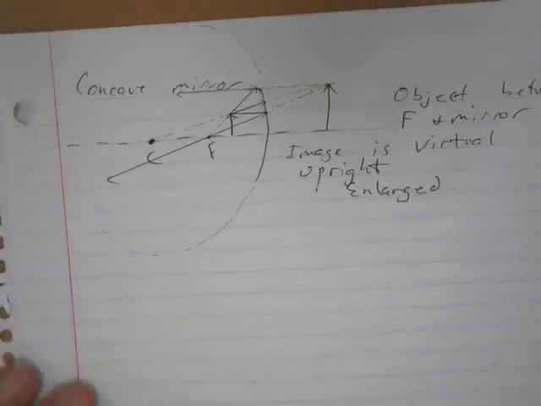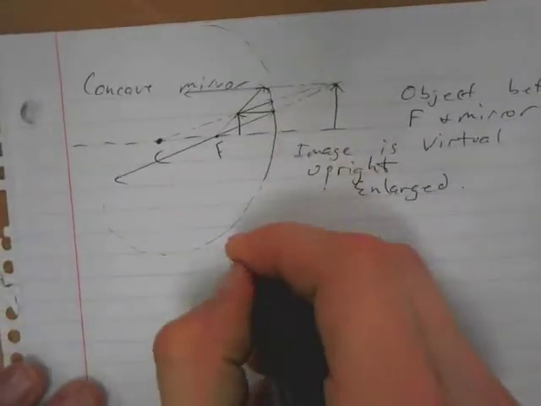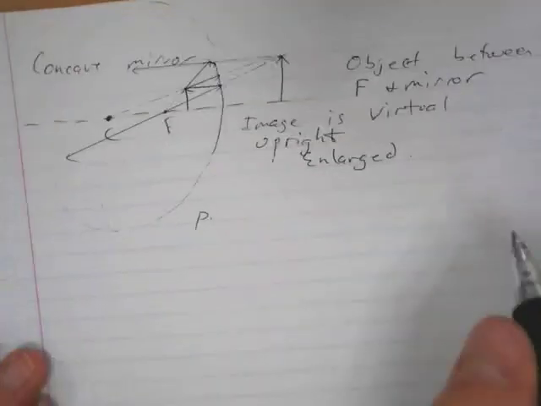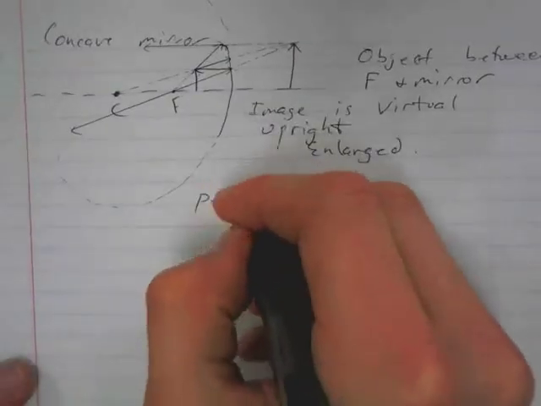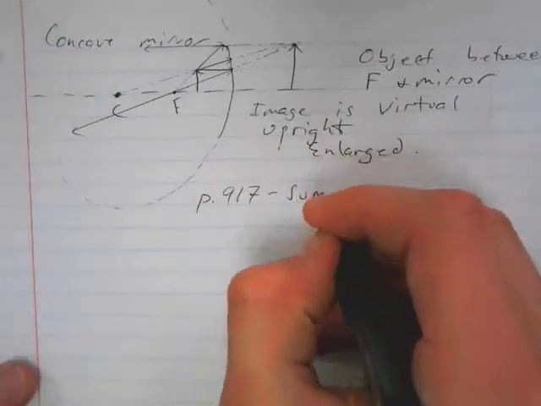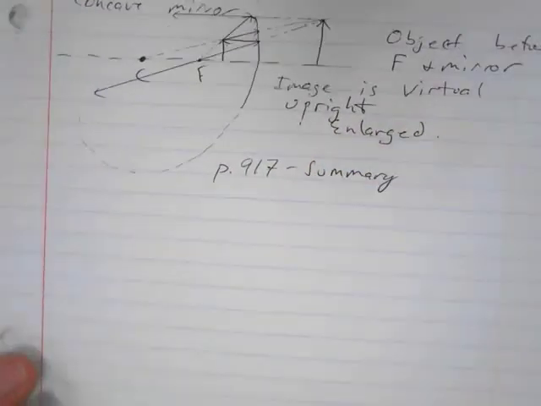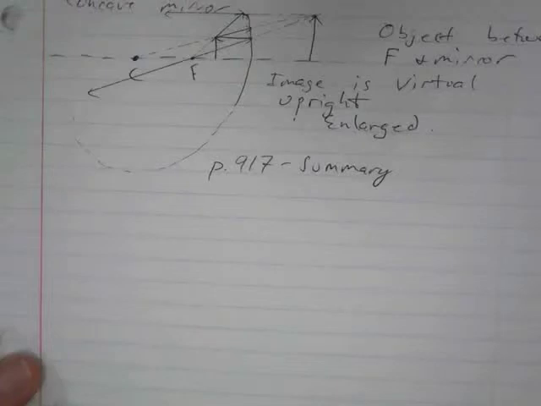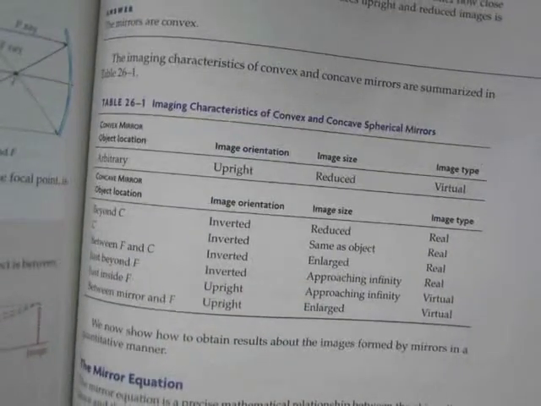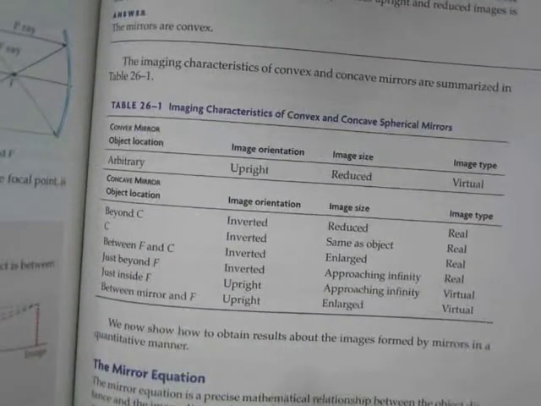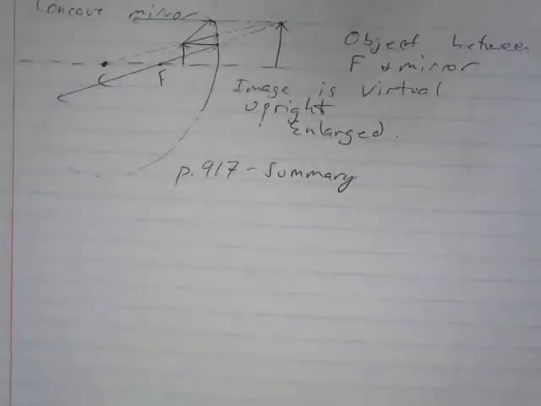On page 917, I've listed out different properties for where the object is and what kind of mirror it is. There's a table that gives a nice summary of what happens for each object location and image orientation and image size and whatnot. And that's the table. But keep that in mind. It's a handy resource to have available to you.